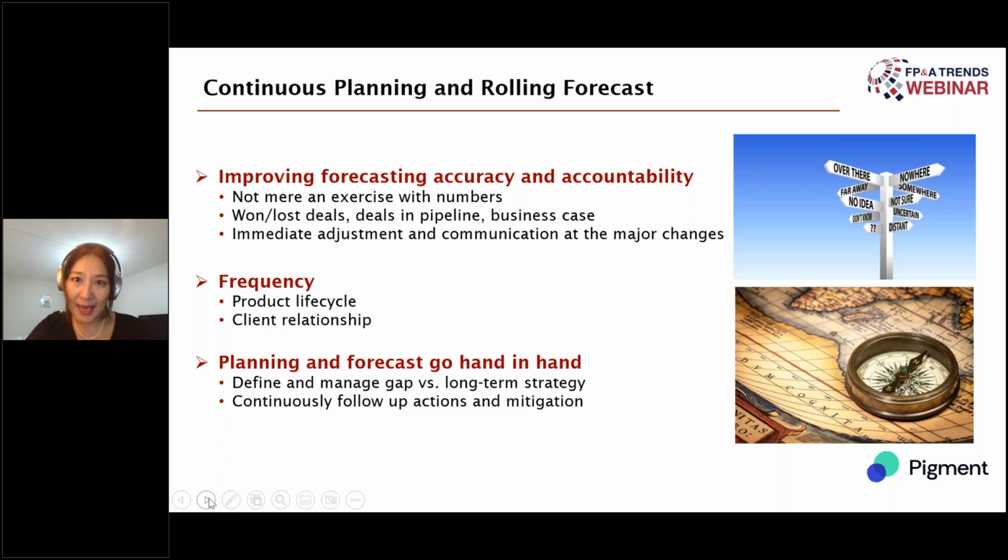When I worked for a company handling fast-moving IT products, the financial plan or financial forecast was connected to sales, purchase, inventory planning, which was updated once a week at least. And planning and forecast go hand in hand. We compare the forecast with the long-term plan or targets and strategy and identify the gap and manage the gap and focus on action plans to close that gap.